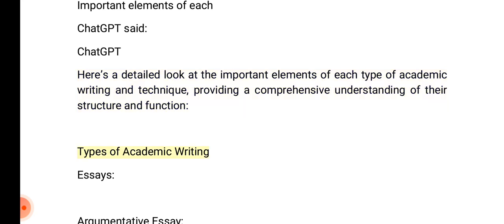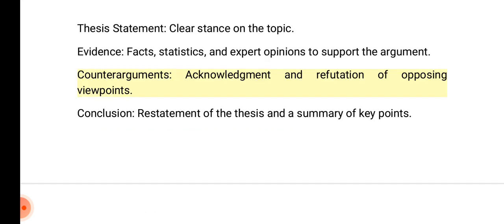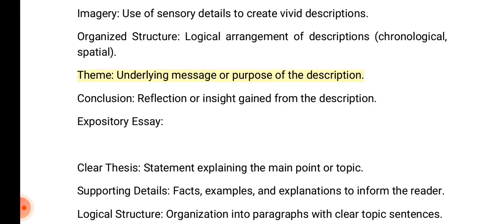Types of academic writing. Essays. Argumentative essay. Thesis statement. Clear stance on the topic. Evidence. Facts, statistics, and expert opinions to support the argument. Counter-arguments. Acknowledgement and refutation of opposing viewpoints. Conclusion. Restatement of the thesis and a summary of key points. Descriptive essay. Imagery. Use of sensory details to create vivid descriptions. Organized structure. Logical arrangement of descriptions, chronological, spatial. Theme. Underlying message or purpose of the description. Conclusion. Reflection or insight gained from the description.